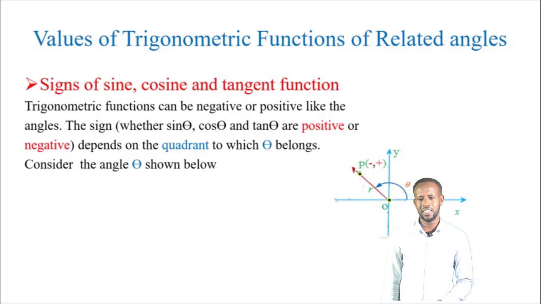So here we can say r is always positive. It is a distance. Can distance become negative? No, not at all.